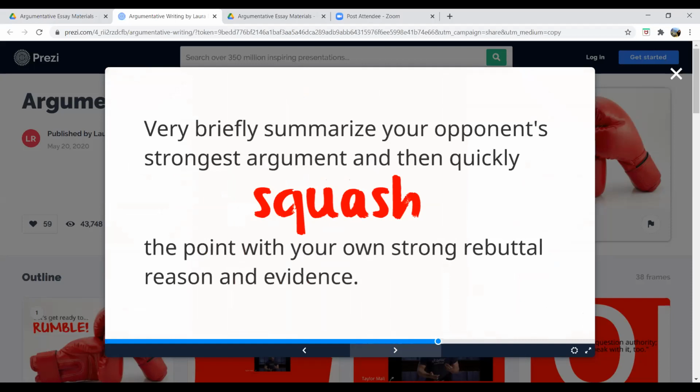This is telling about the counterclaim. You're briefly summarizing your opponent's strongest argument against you, and then quickly squashing the point with your own strong rebuttal, reason, and evidence. That means squash the second part. You're saying your opponent's strongest argument against you, like we mentioned, and saying why it's wrong.